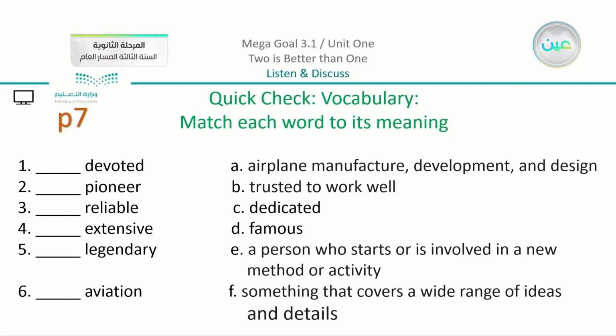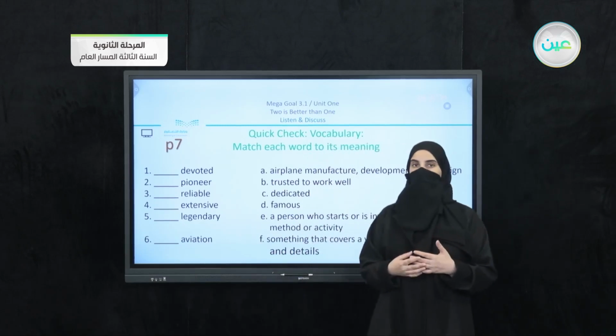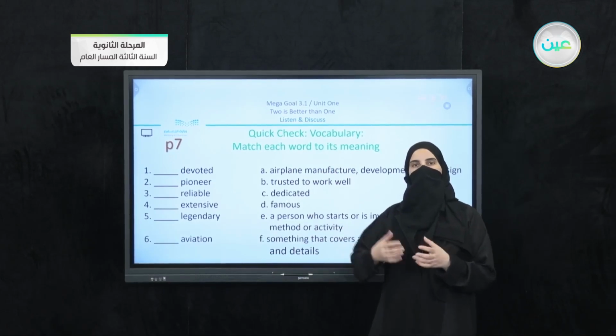Number 3, reliable. Number 4, extensive. Number 5, legendary. And number 6, try to read this word: aviation. Aviation. These are 6 words. Are any of these words familiar to you? Do you know them before? You can also just scan quickly, and you can sometimes relate from the meanings that we have here.